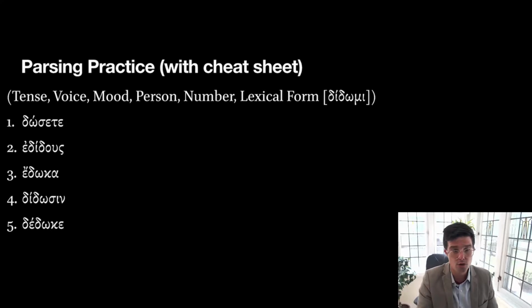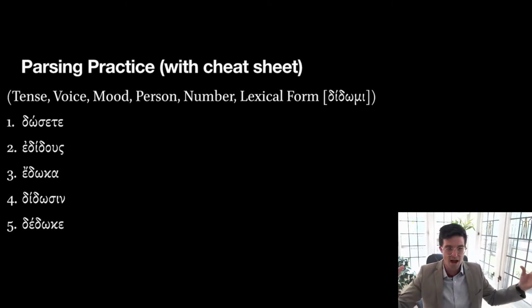But what we're going to conclude with is being able to identify the parsing information for the different mi verbs on the basis of that cheat sheet. So I want you to have that cheat sheet handy and, looking to it, parse each of these five different mi verbs, all from didomi, giving us tense, voice, mood, person, number, and lexical form. Our lexical form for all of these is going to be didomi. So go ahead, on the basis of that cheat sheet, do this. Pausing the lecture, I'm going to pause as well, write down my answers, and we will come back one last time to compare.